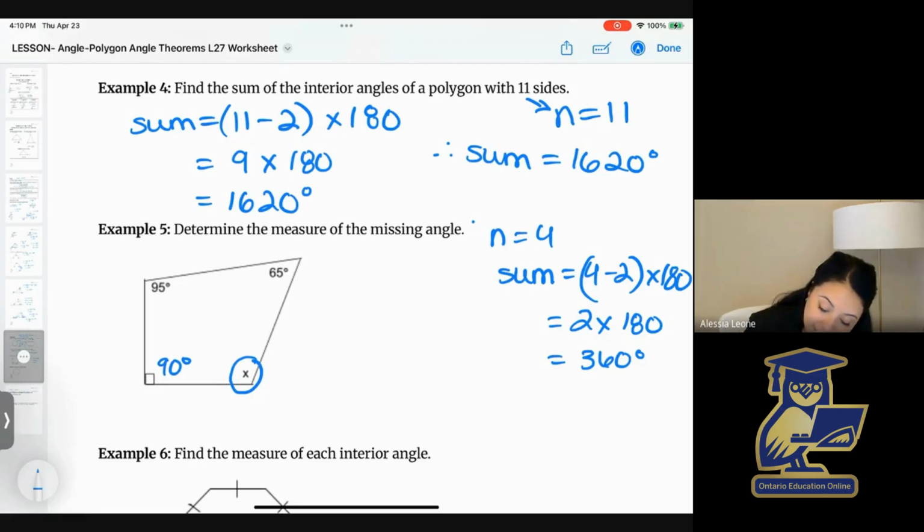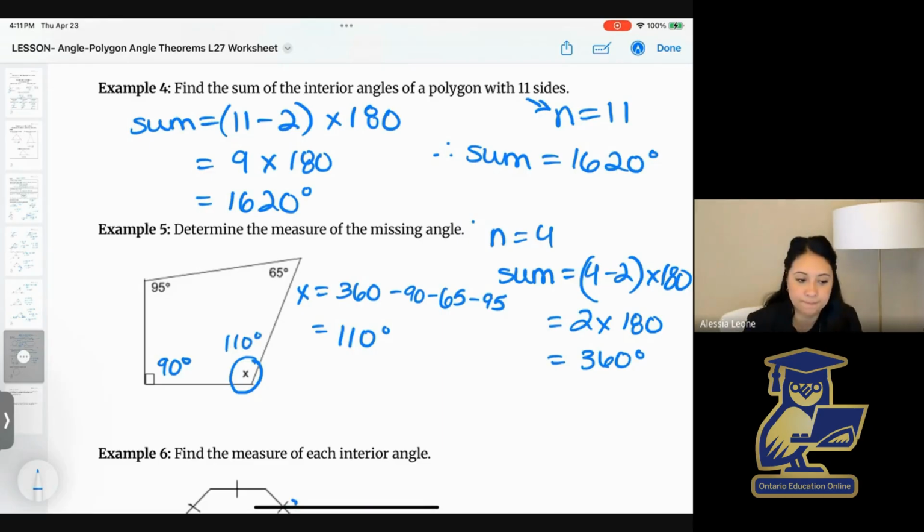So now to find x, we can do 360 and we'll minus the ones we already have. Take away 90, take away 65, take away 95. And that will give us our answer. So x will be 110. So we could do therefore x equals 110.